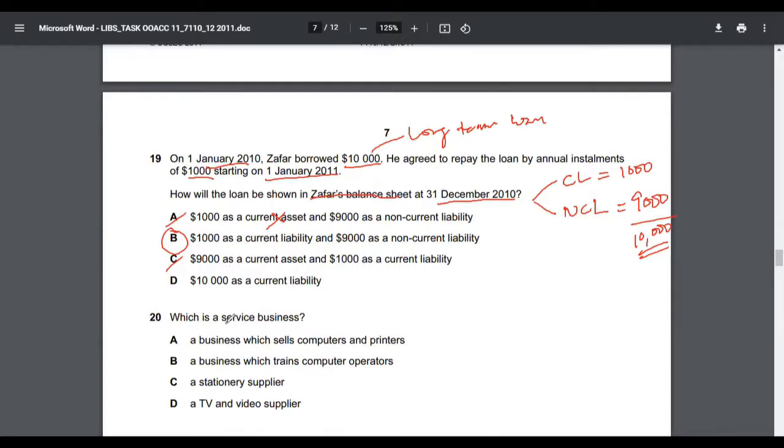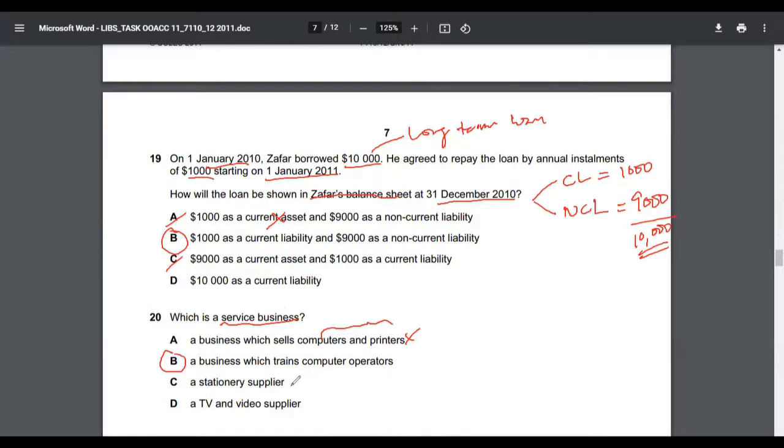Multiple choice 20, which is a service business. So you need to identify which one is a service business. Let's look into the options. Option A, a business which sells computers and printers. No, these are hard tangible goods. This is not a service business. Option B, a business which trains computer operators. Yes, this is providing a service.